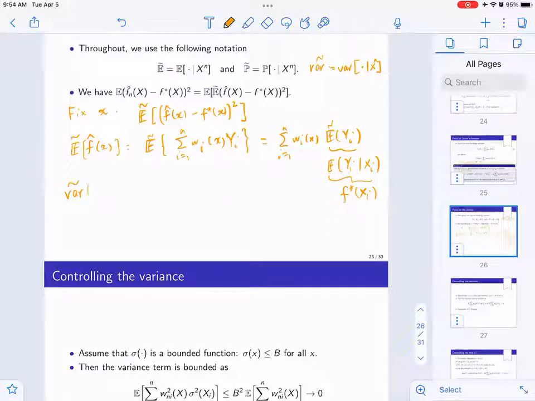How about the variance? The variance tilde of f hat of x. This is going to be the variance tilde of the same thing, summation i from 1 to n of w_i(x) y_i. Conditional on X_n, these weights are deterministic, and the y_i's are independent. So what would happen to this variance?